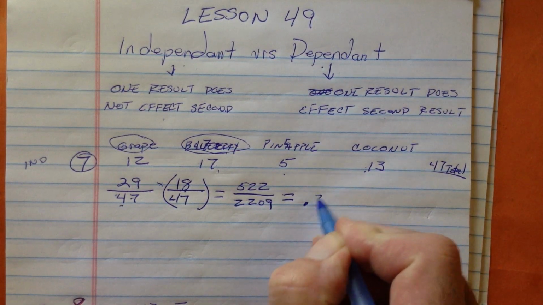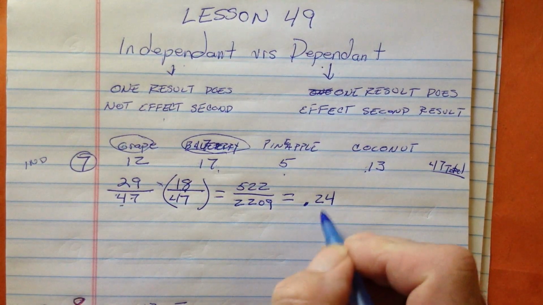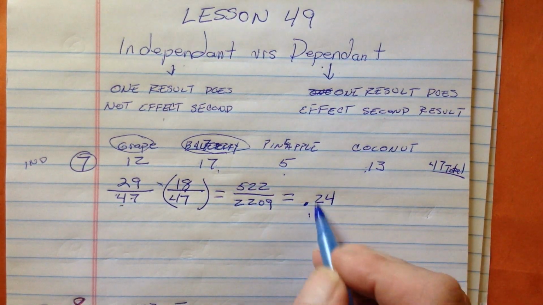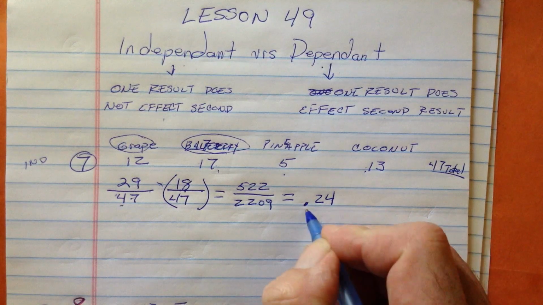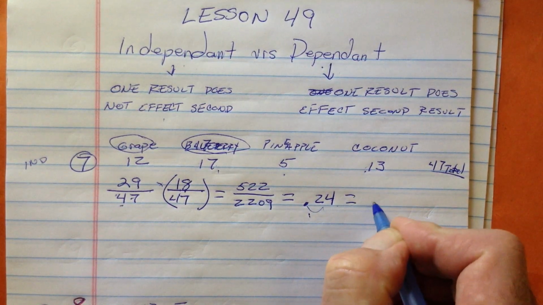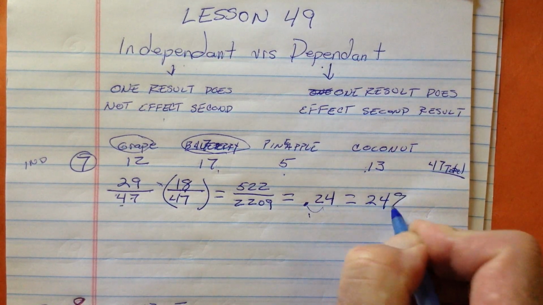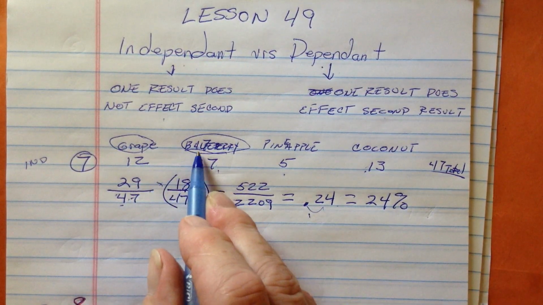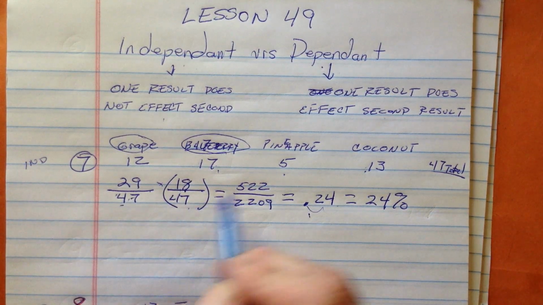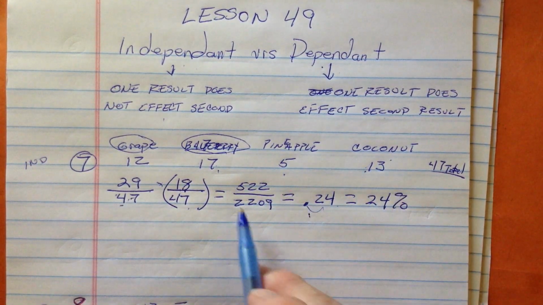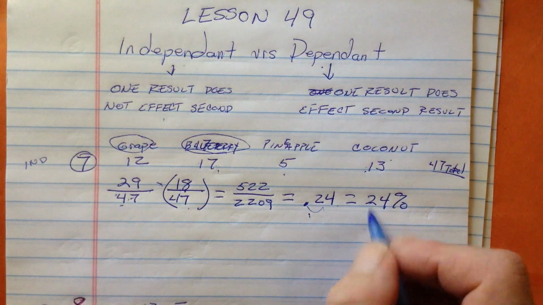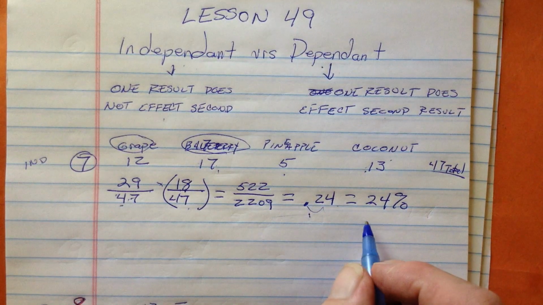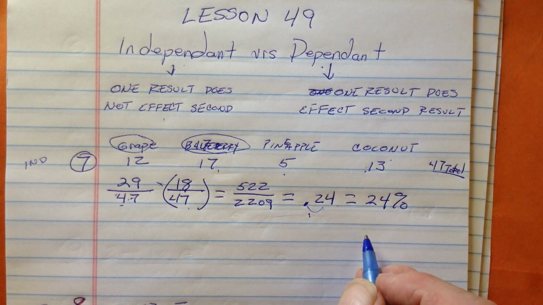0.24 is the probability. So 1 out of 4 times in doing it, pretty close to 25%. If I want to make it a percent, I move the decimal point over. So it comes out to about 24% of the time, drawing once and getting a grape and a blueberry, then pulling the second time and hoping for a pineapple or a coconut. Almost 1/4 of the time that will happen. Okay? So that would be an example of independent.